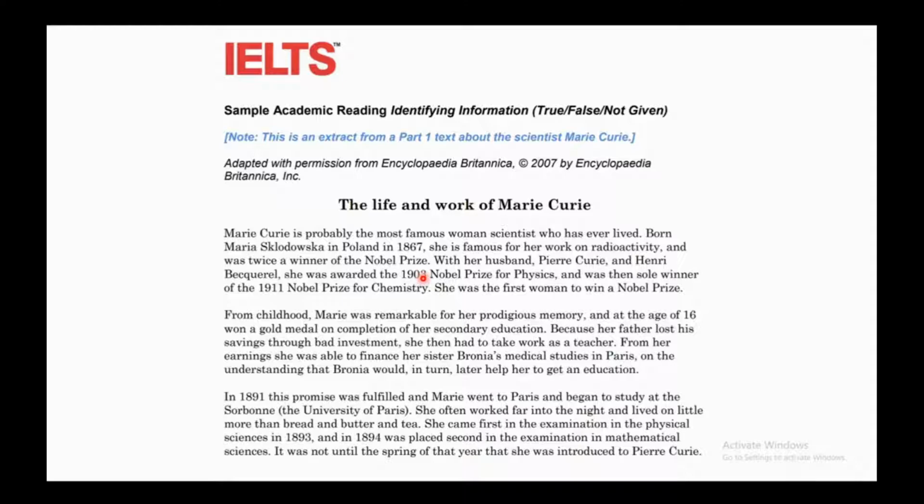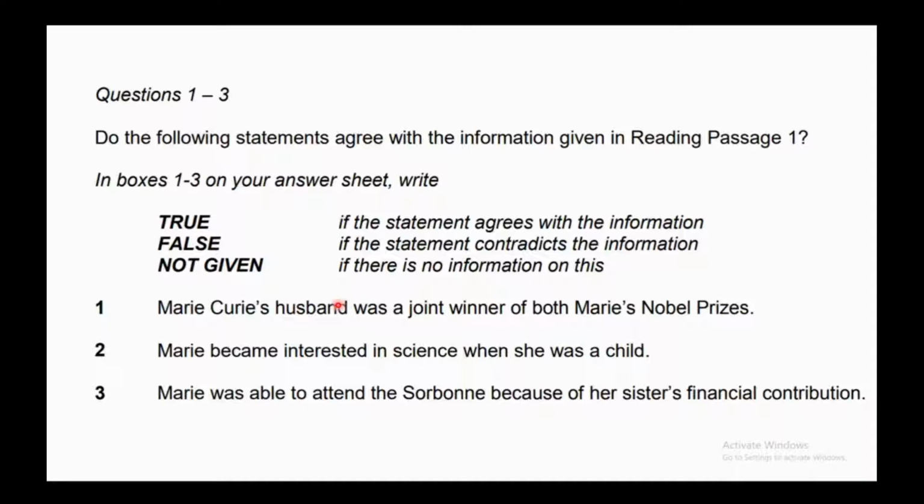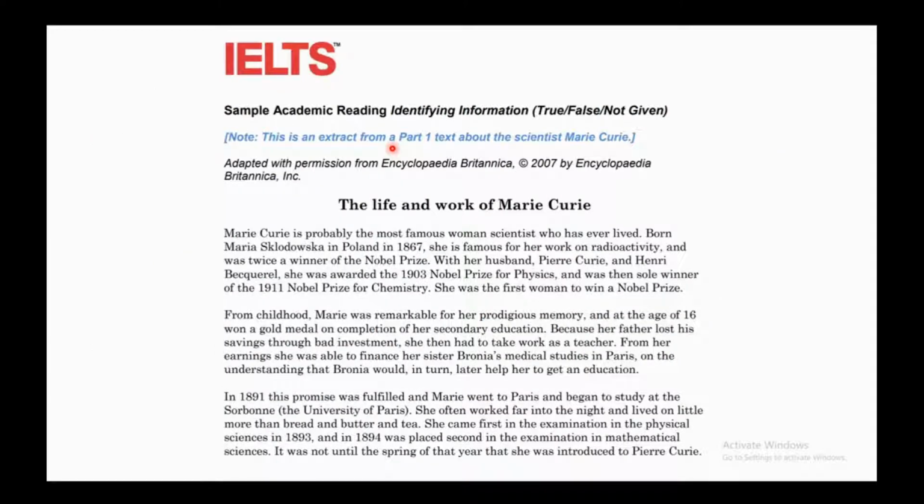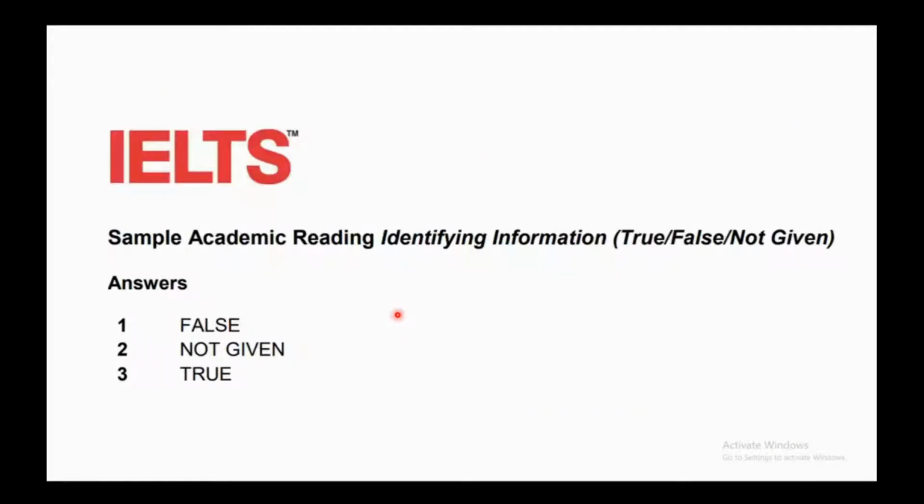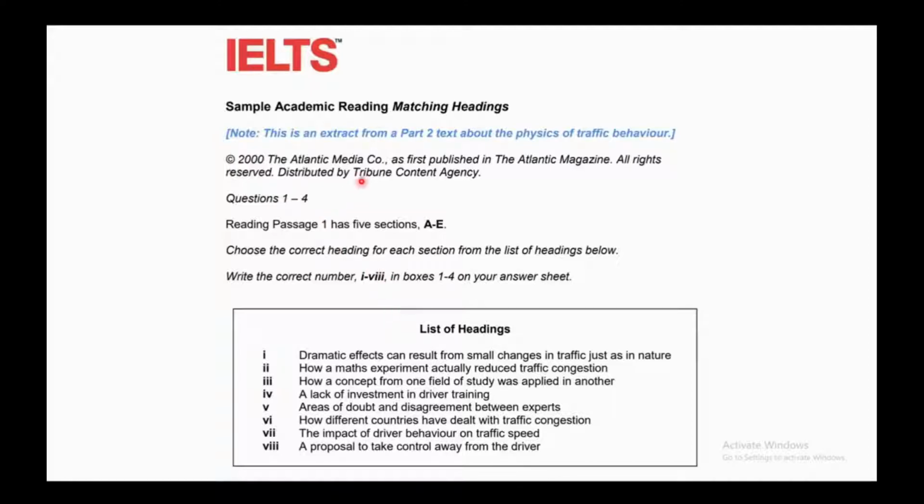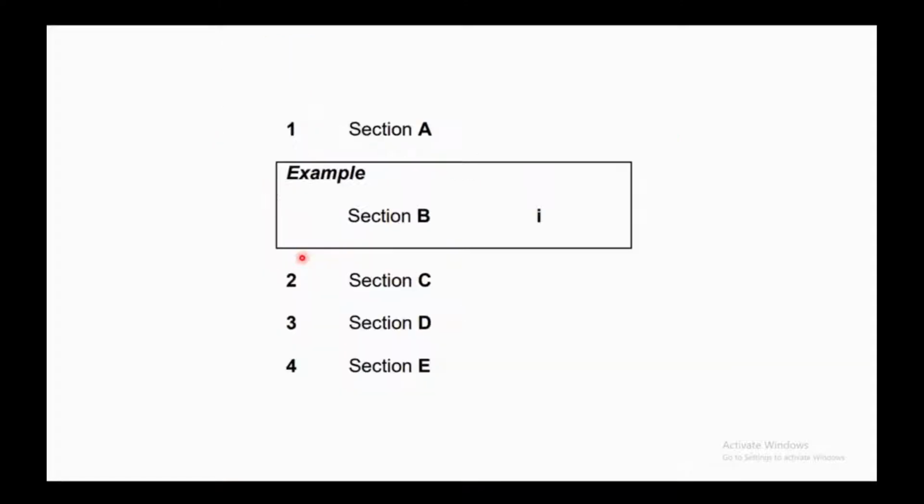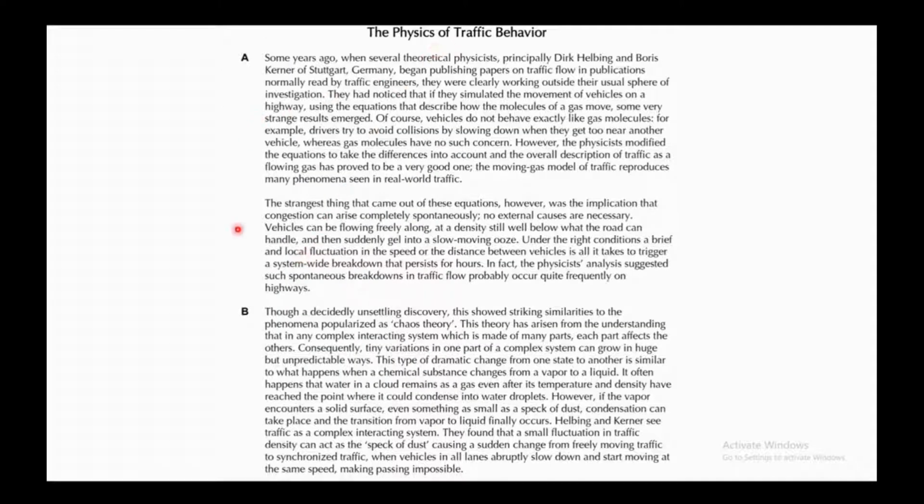So this is the IELTS reading, and you can see this one is a paragraph. You have to read this one and then answer these questions: true, false, not given. Once you have checked these questions, go back to the paragraph and then come back to the questions and answer. If you have done this, then you can check the answers. Again, you have to do matching headings as well. This is paragraph A, B. You have to read this one and then answer from the headings at the end of the paragraph.